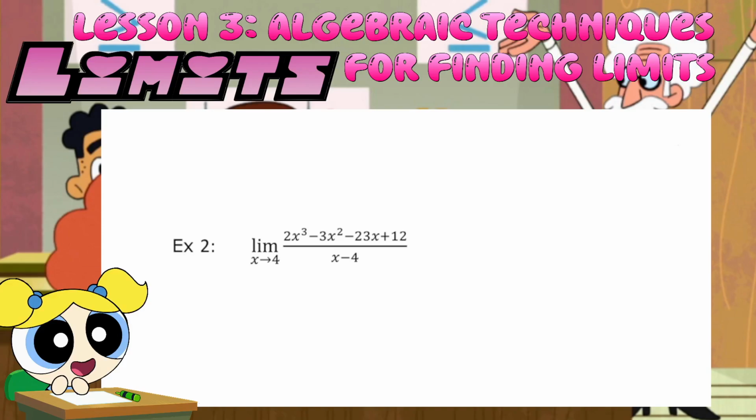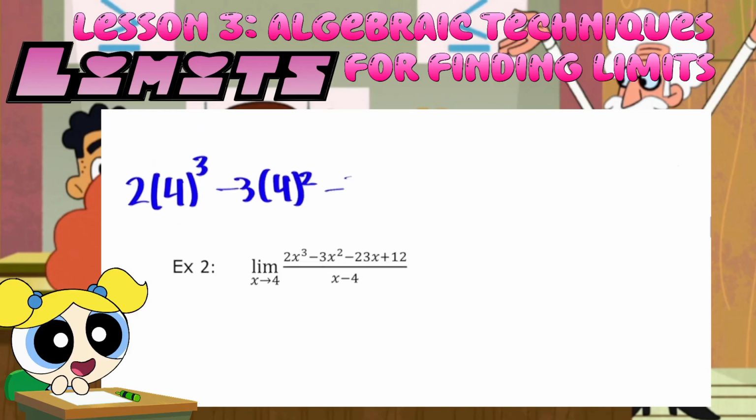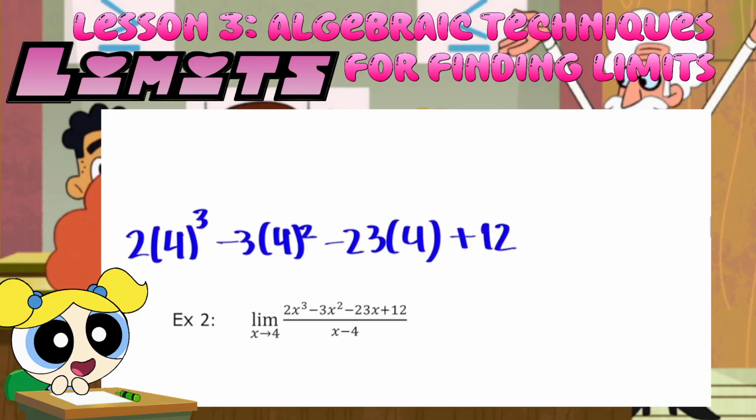So if we were to try direct substitution first on this, plug in 4. Now it's kind of annoying to plug in 4, I'm not going to lie. You have to do 2 times 4 to the third, minus 3 times 4 squared, minus 23 times 4, plus 12. I'm just going to squeeze as much work as I can above here because this isn't going to matter so much in a minute.